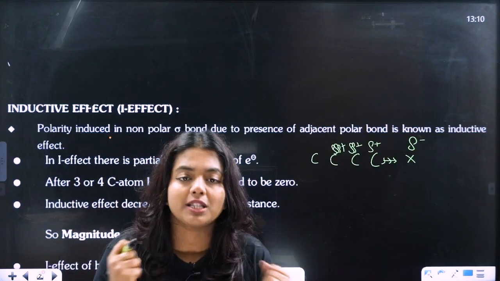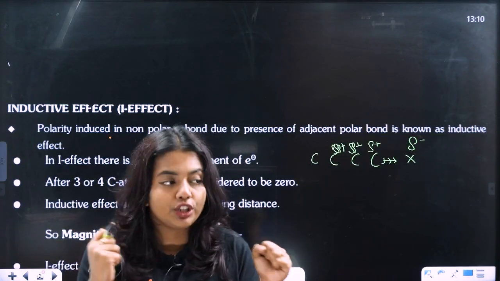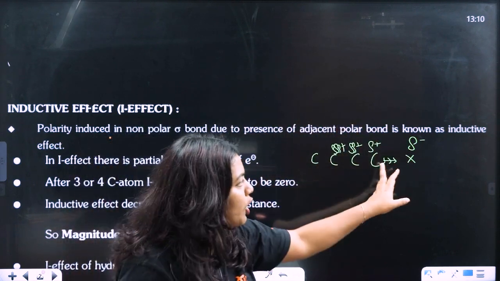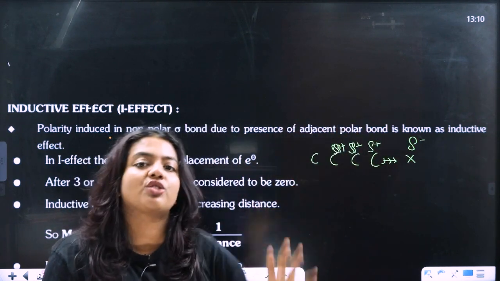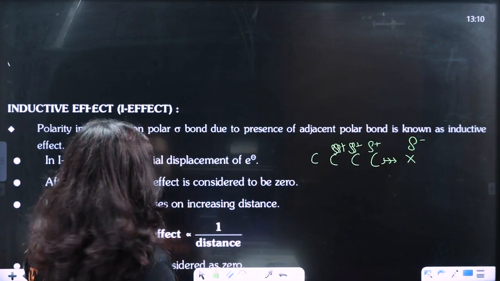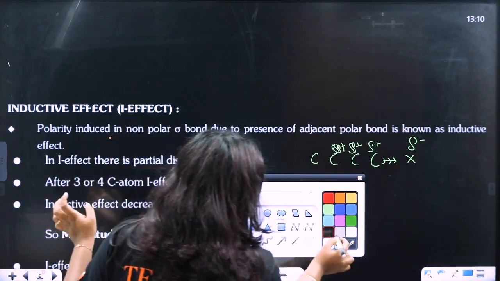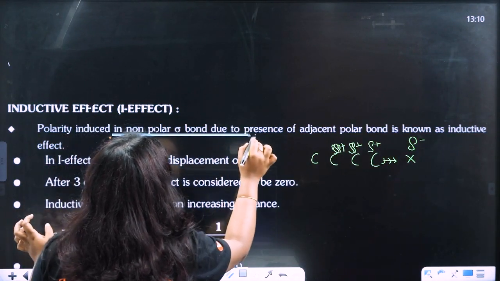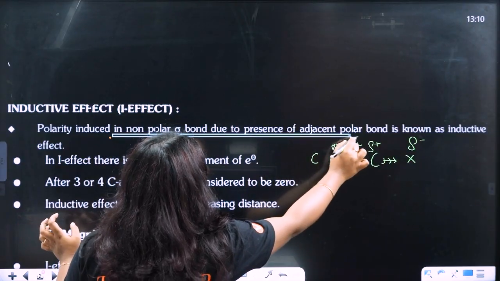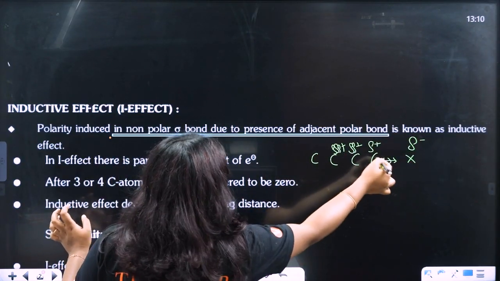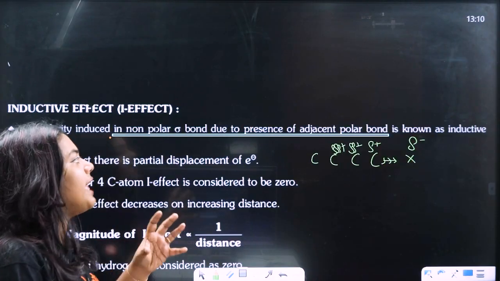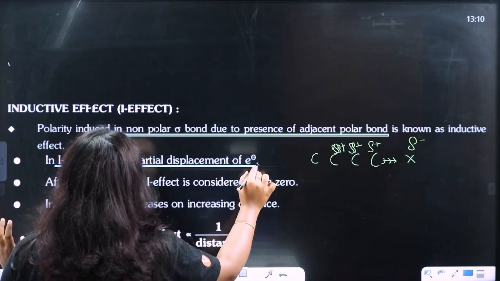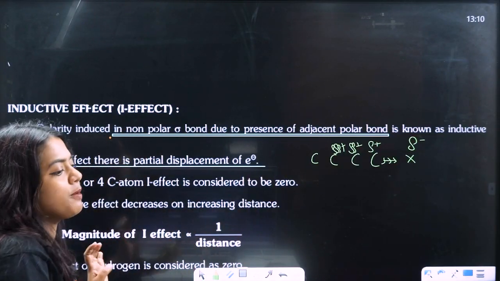So இந்த மாதிரி ஒரு charge separation இல்லனா ஒரு polarity that is induced by the sigma bond due to the ஒரு presence of the polar bonds means charge separation இருக்கு. That is actually called as the inductive effect. So we can say that the polarity which is induced in a non-polar sigma bond due to the presence of the adjacent polar bond. There is an adjacent polar bond and a polarity is induced and that is actually called as your inductive effect. And in the inductive effect there is a partial displacement of the electrons.